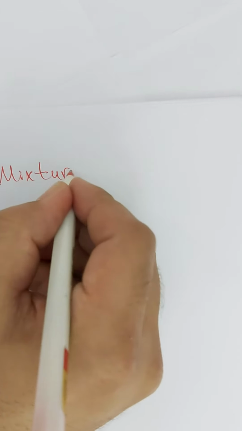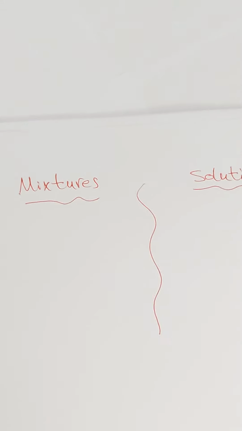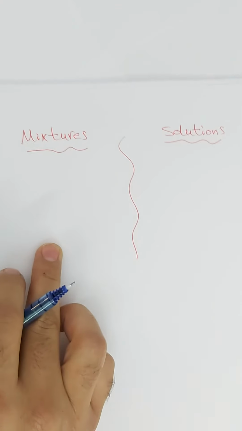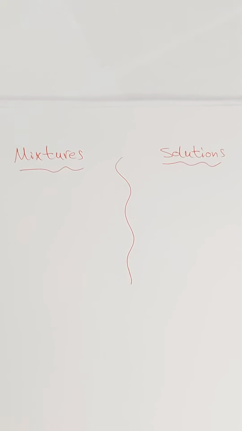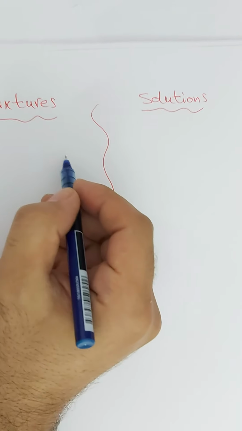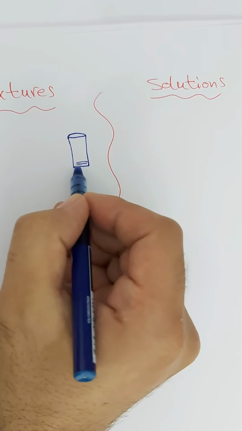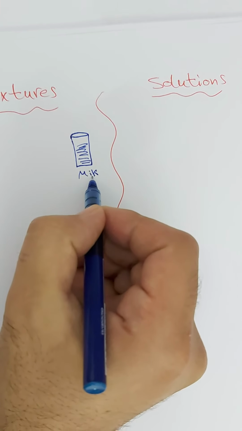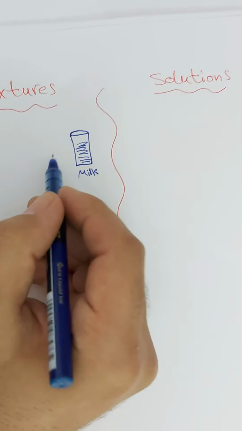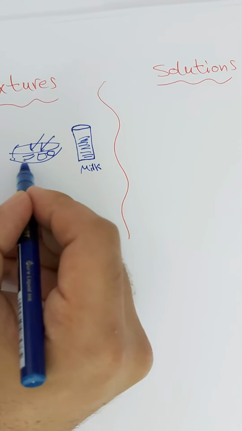Today we are going to continue with two things: mixtures and solutions. What is a mixture and what is a solution? We use these every day. In our daily life, we use mixtures and solutions. If you want to eat, for example, you have to put many things together. For example, you want to drink milk, and you want to put a salad inside it, which includes cucumber, tomatoes, etc.